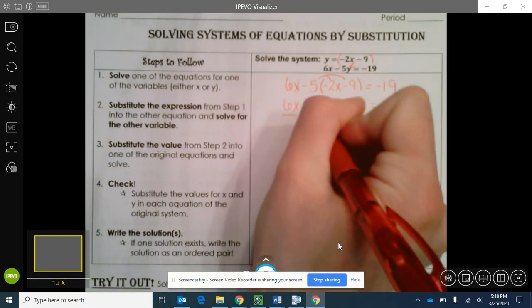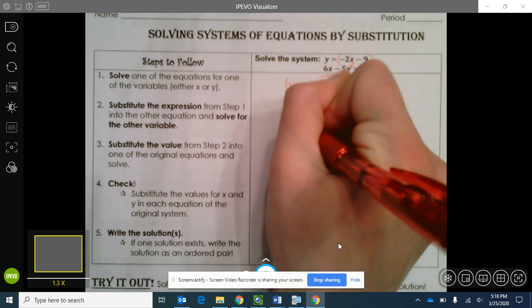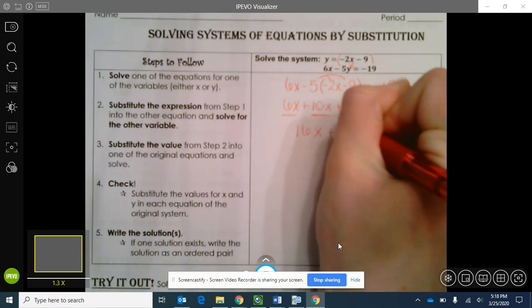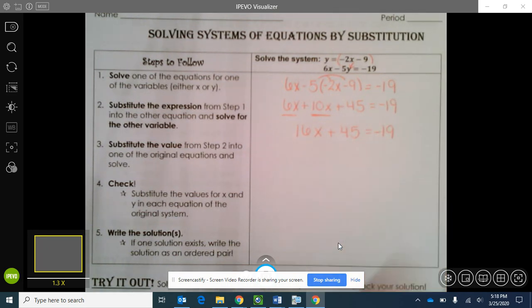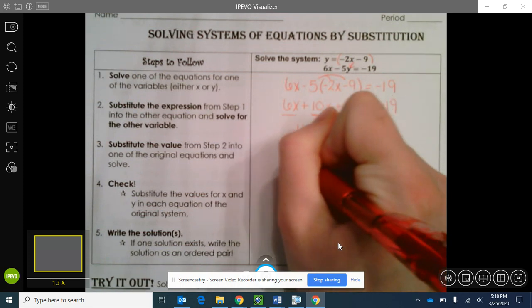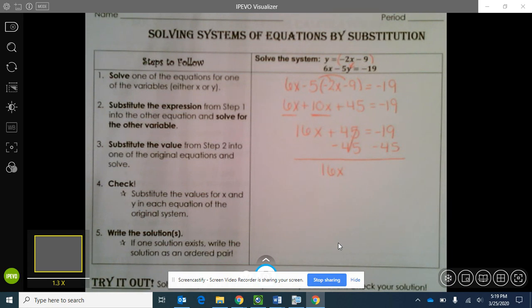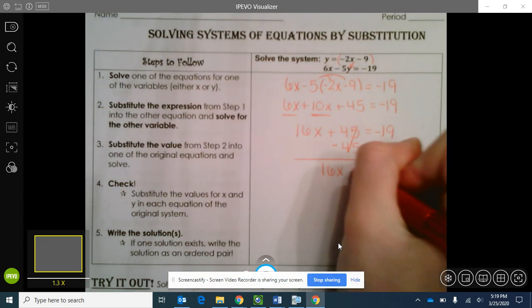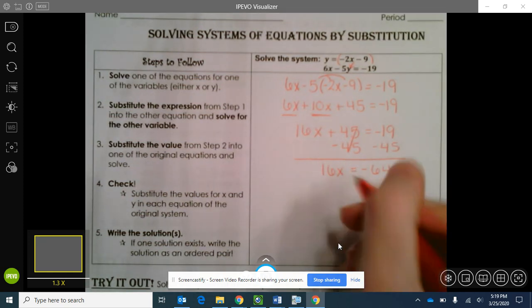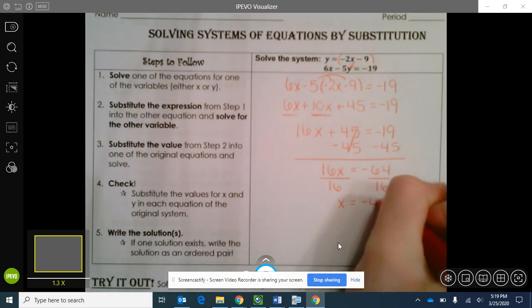Okay, your next step is to combine like terms. So on the left side of my equal sign, I have a 6x and a 10x, which when I add those together, I will get 16x. I'm going to subtract 45. Bring everything straight down. So I get 16x is equal to, and then I have negative 19 minus 45. So that will give me negative 64. So I can use my inverse operation to divide both sides by 16. I get x is negative 4.